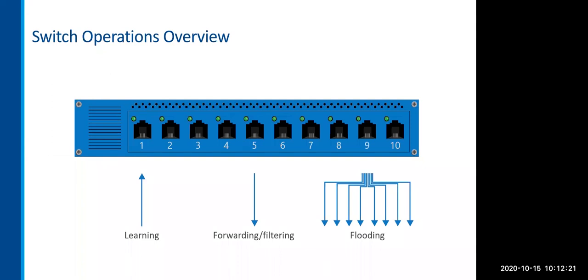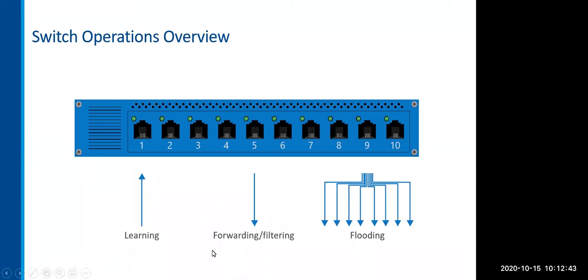The way switches work is they have three main functions. That's very critical for us to understand. Number one is learning MAC addresses. They learn which MAC addresses are associated with which port of the switch. In other words, which port each device is located off of.